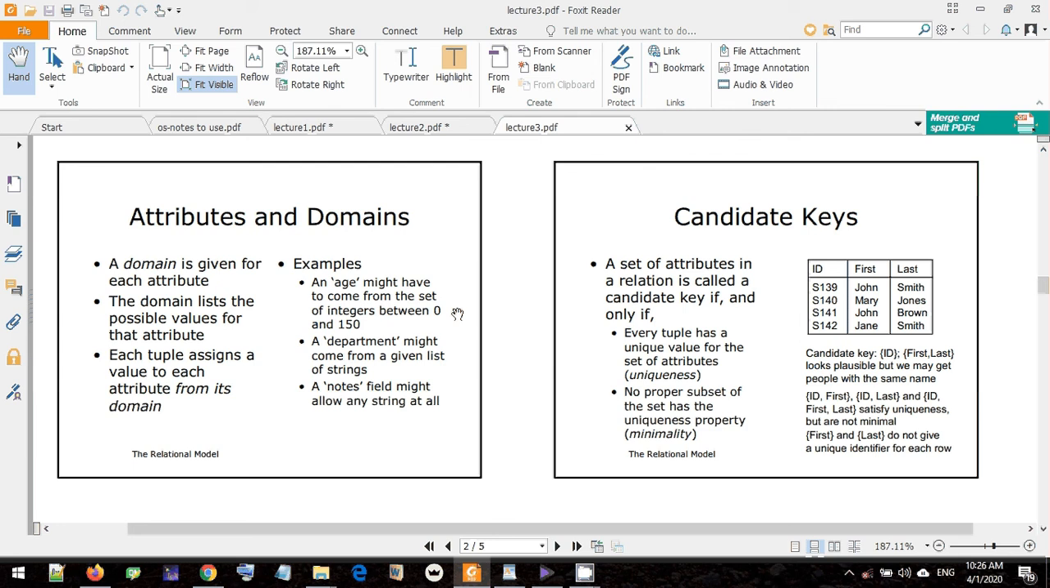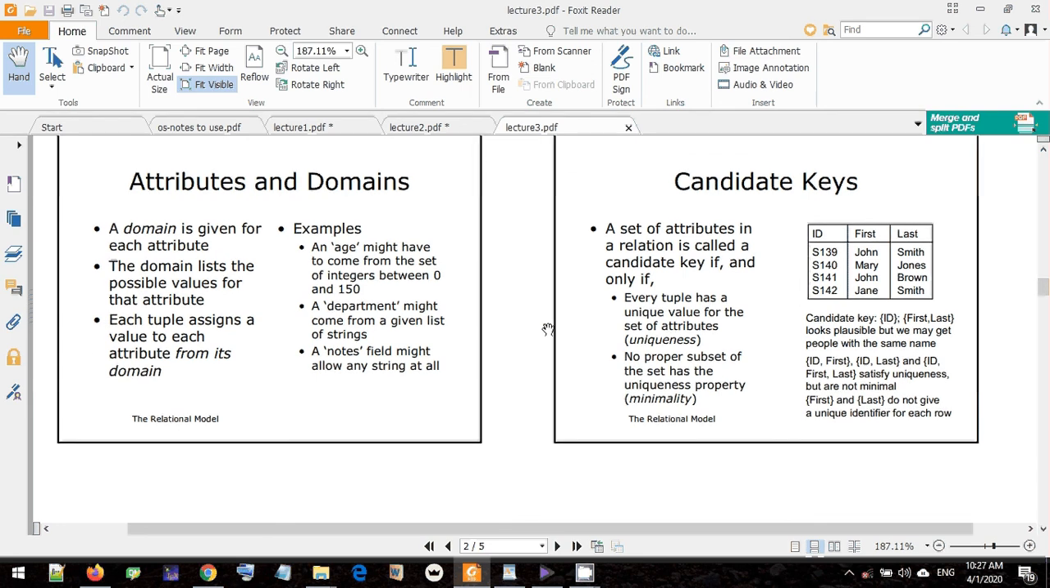That's the domain. That means age is going to be a number or an integer that lies between 0 and 150. A department is just going to be a string. A string is a combination of characters. Notes would mean some sort of lesson note or something. Yeah, a note would be any string at all, of maybe a very large length, so that it could really look like notes, right?